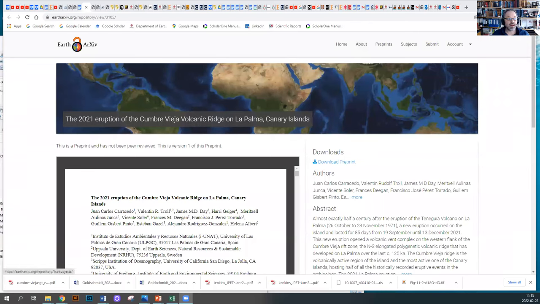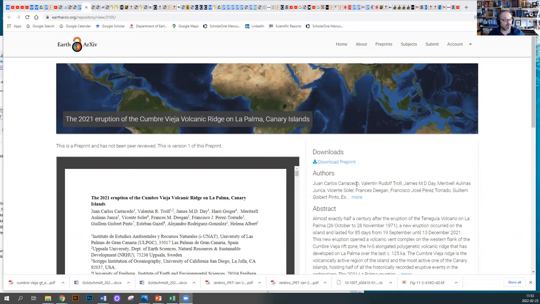So I'm going to put this now here. And what you see here is the preprint server's webpage, the Earth Archive. There you can download our work, and here you can download the preprint.